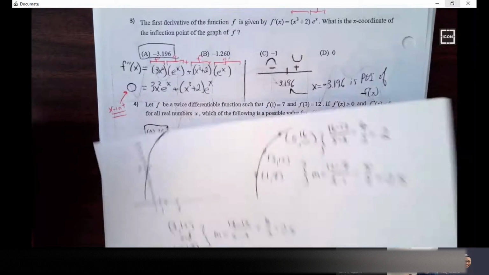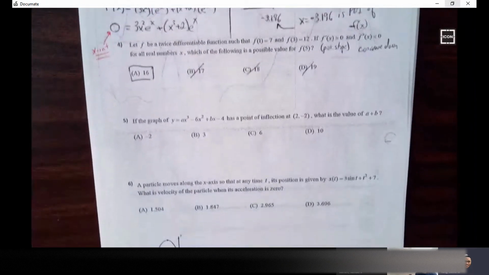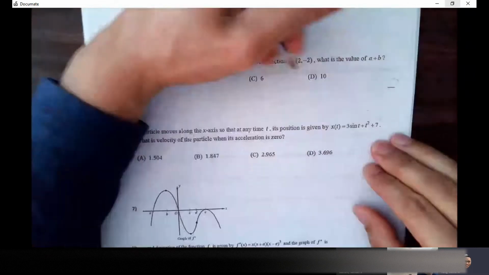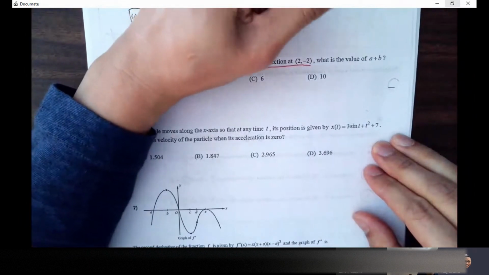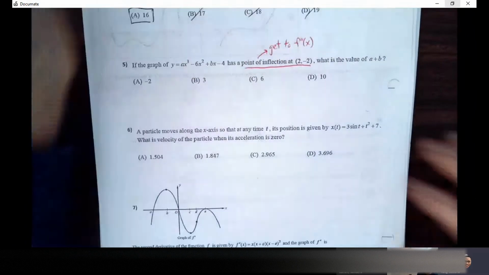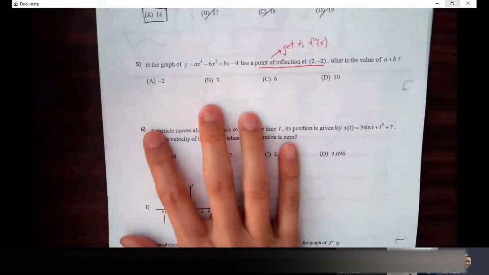Number 5 then. We have our graph y of x. It was telling us that there's a point of inflection at 2, -2. And we know the point of inflection has to come from the second derivative. So we have to make our way down to f double prime in order for us to have something to work with. So I'm going to make my way down to the second derivative.